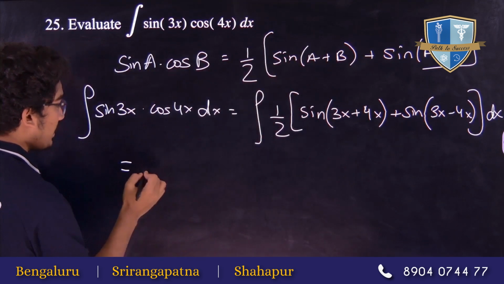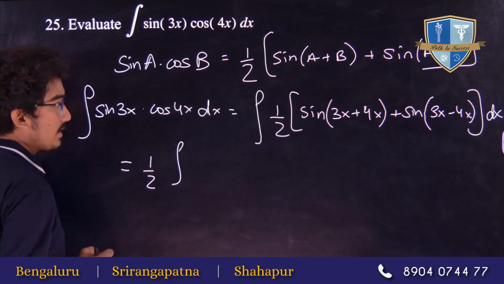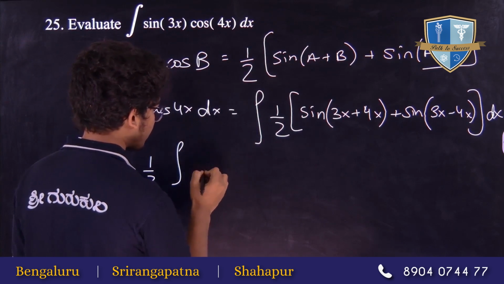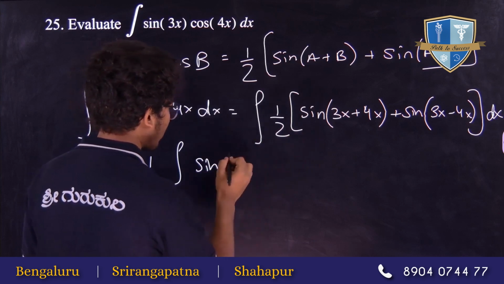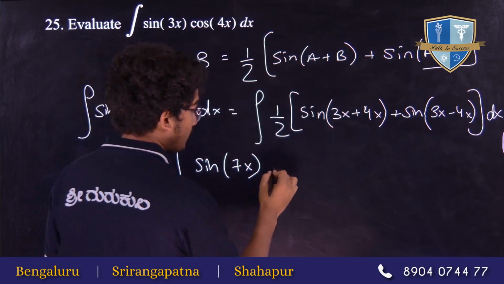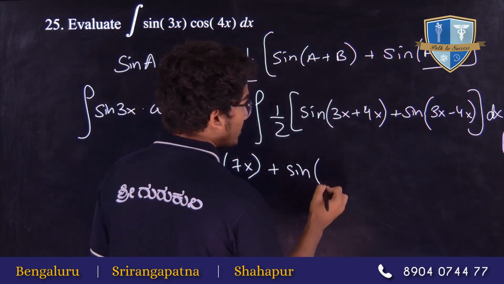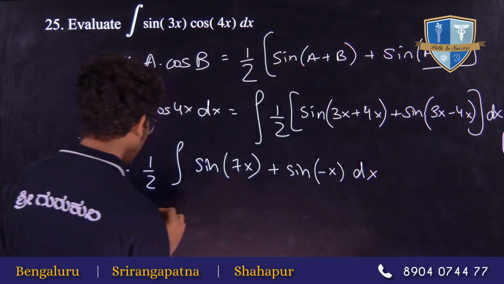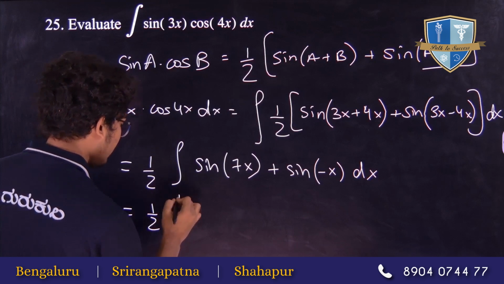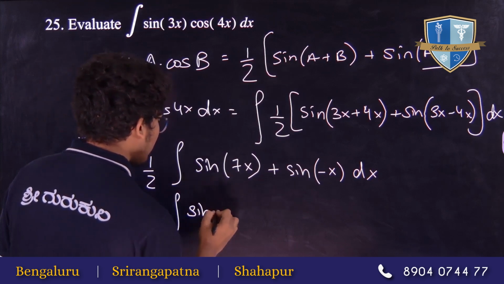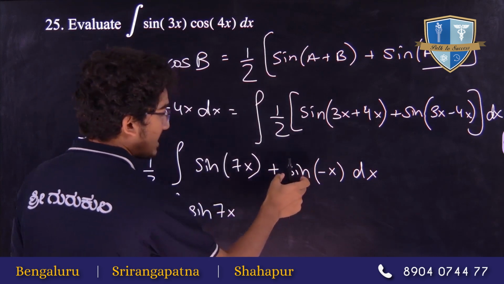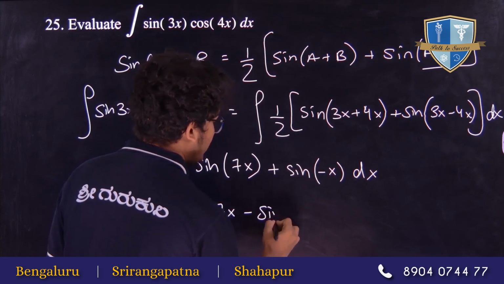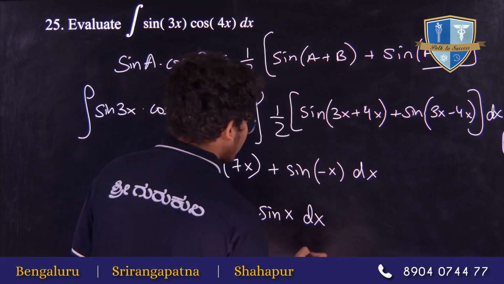Now this 1 by 2 we can take outside the integration, and this will become integration of sine of 3x plus 4x, which will become 7x, plus sine of 3x minus 4x, which will become minus x, dx, correct? So this is equal to half of integration of sine of 7x, and sine of minus x is minus times sine x. So this will become minus times sine x dx, correct?